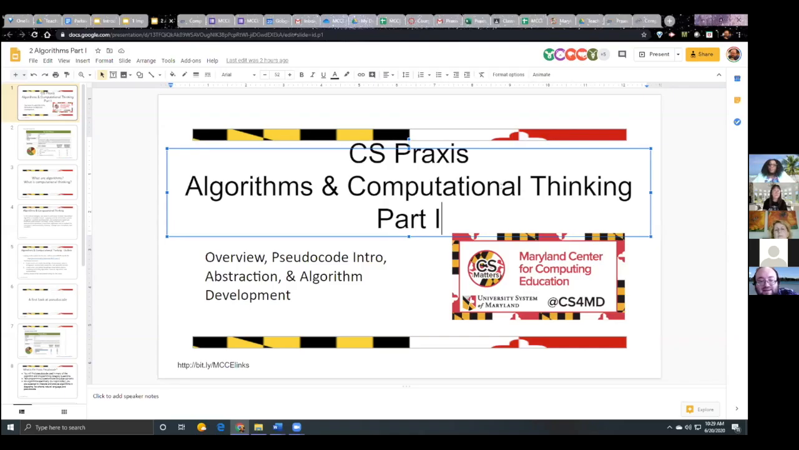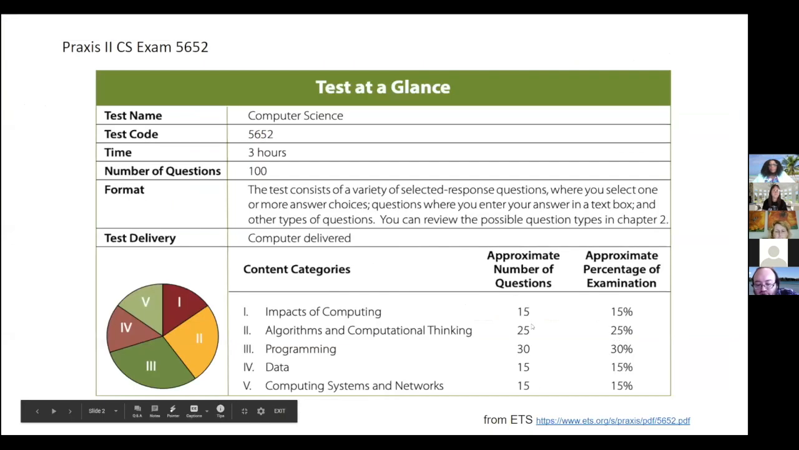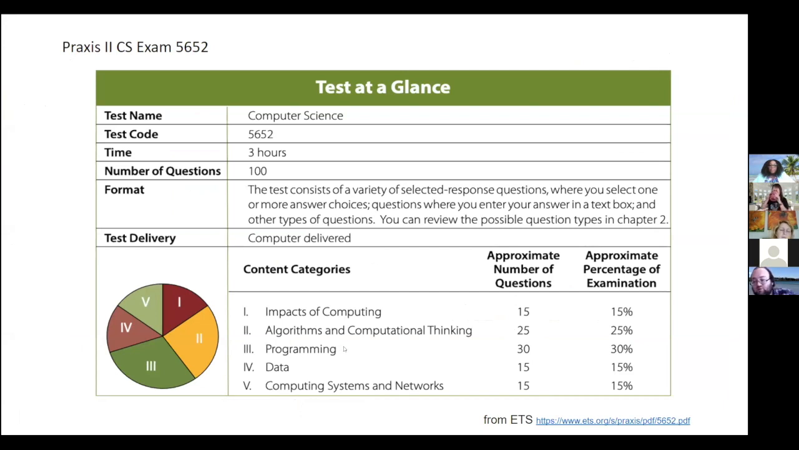This is a major topic. As a reminder, that is 25% of your exam. Out of the 100 questions, 25 of those questions will be on algorithms and computational thinking. So that is a bigger chunk than the impacts is. That's 15%, not insignificant, but not as big as algorithms. And of course, programming is the biggest chunk. So we'll spend the 2 following Saturdays, or most of them, on that as well.